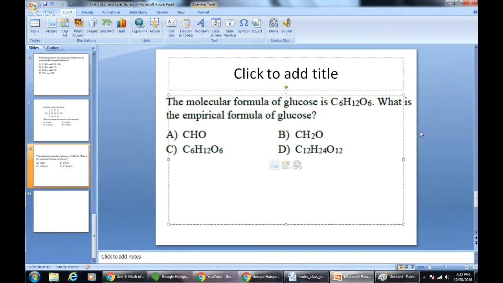I made a mistake that everyone always does. Divide everything by 6. 6 divided by 6 is 1, so it's C. H12 divided by 6 is 2. And oxygen 6 divided by 6 is 1, O. So it's CH2O, which is the empirical formula of glucose.